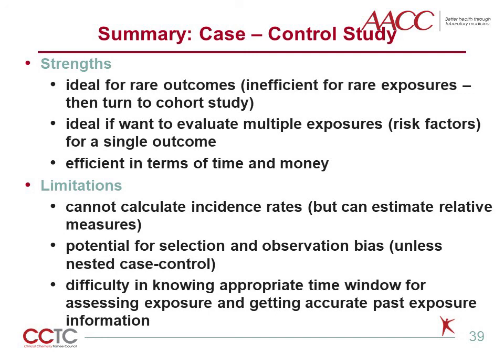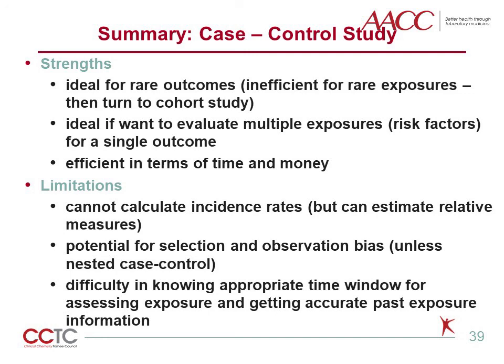If you want to evaluate multiple exposures for a single outcome, so multiple risk factors for a single outcome, you select on your outcome. So you do a case control study. And if you wanted to do multiple outcomes for a single exposure, then you're going to select on the exposure and you're going to do a cohort study. Case control studies are very efficient in terms of time and money. It cannot calculate incidence rates, but you can estimate the relative measures.